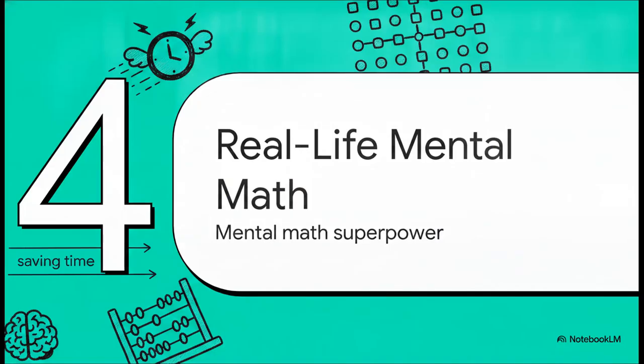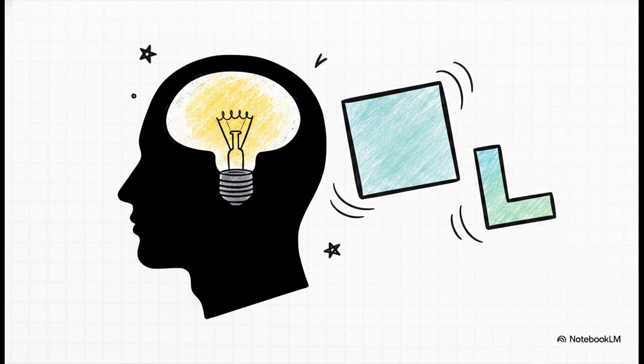Moving to Section 4, Real-Life Mental Math. Get ready to unlock a real mental math superpower. So, picture this. Suppose you already know that 10 squared equals 100. That's an easy one. But suddenly, out of nowhere, you need to find 11 squared in your head, and you have absolutely zero paper. What do you do?